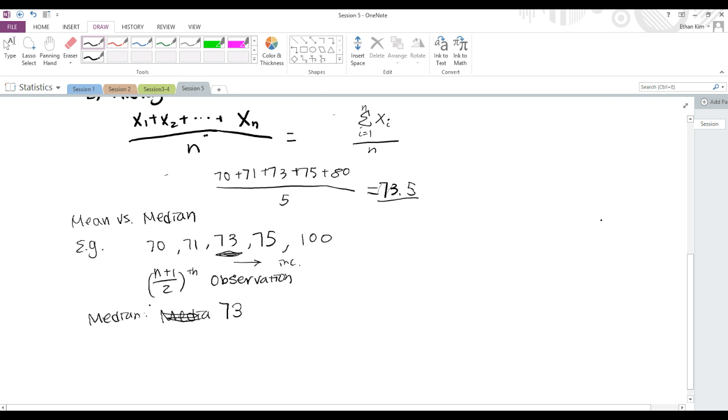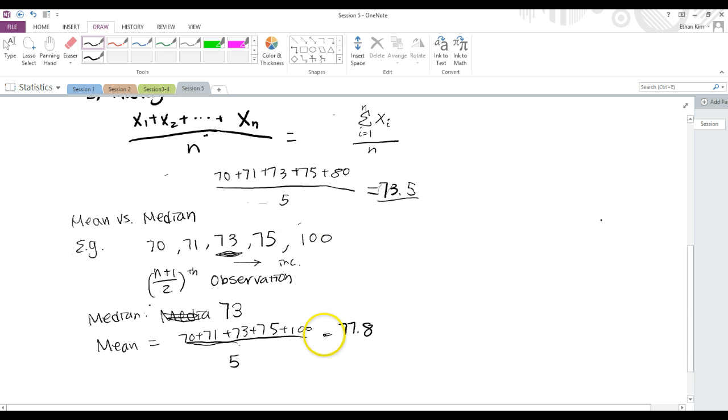But let's look at the average, the mean. If you add these numbers, 70, 71, 73, 75 plus 100, divided by 5, we get 77.8.